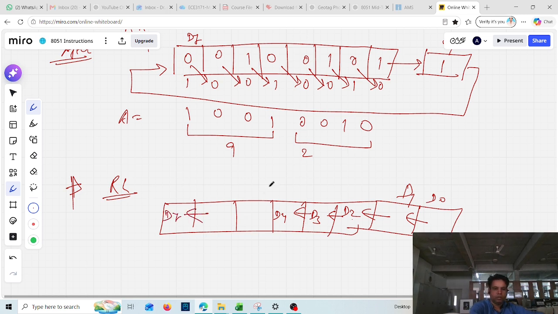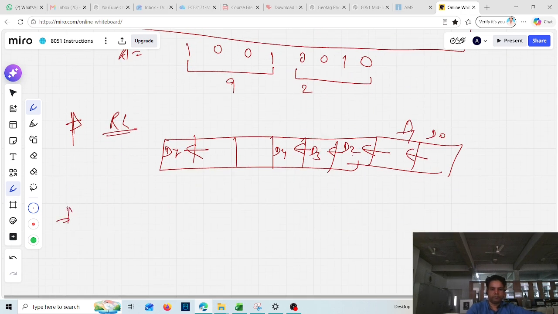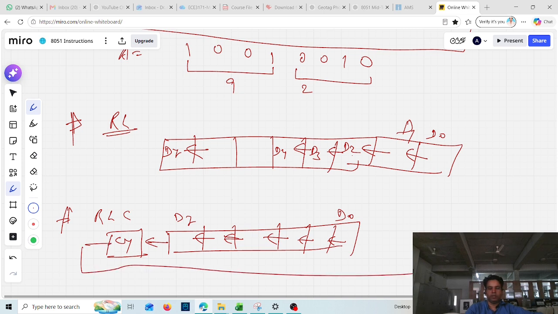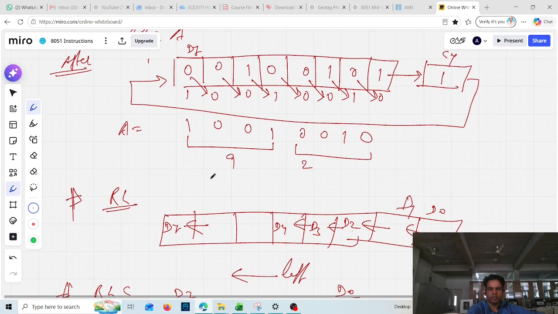Okay. Similarly, we have RLC. In RLC, all the bits of the accumulator will shift to the left side. So this is D7, this is D0. The D7 bit will come in the CY flag bit, and the CY flag bit will go to the D0 bit. Okay, like this. So you can see the left side movement. In the earlier case, right side movement was there. Okay, so RL and RLC. So you can take some example and understand this one.